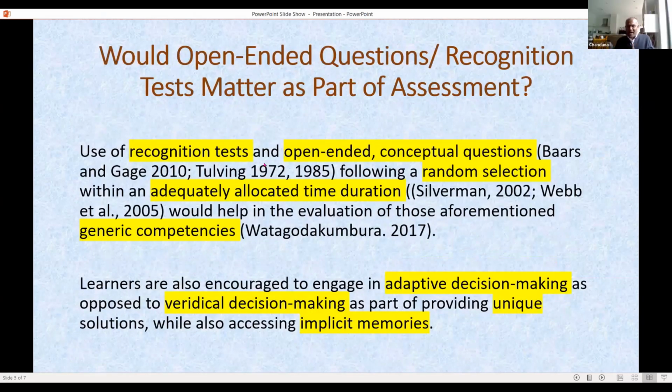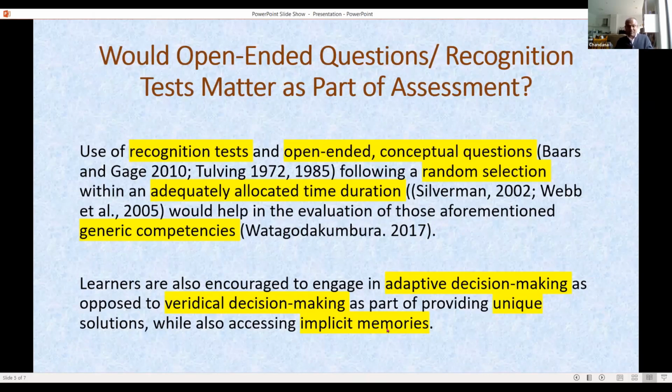One thing: for an open-ended conceptual question, we need to give them adequate time to answer. Routine answers, we can do quickly. 100 questions, 100 answers, we can get done. So these generic competencies, if you are testing them using open-ended conceptual questions, you need to allocate adequate time.